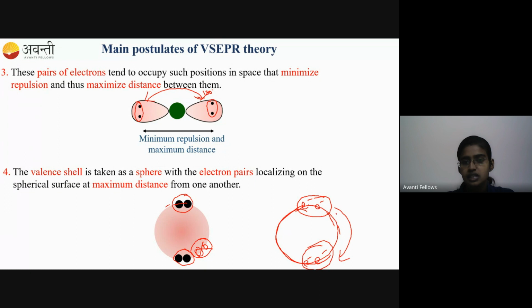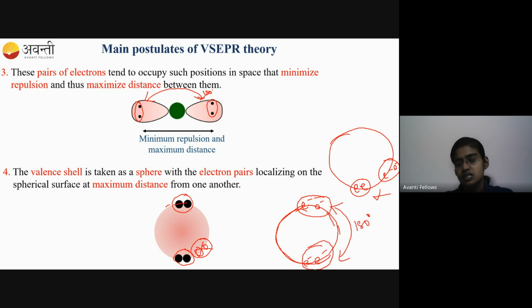You see the distance between them? They are very far. They are not located like this, with 2 electron pairs here and 2 here. They are not located in this manner, right? They are very far away, around 180 degree distance between them. This is the fourth point. Is that clear now?